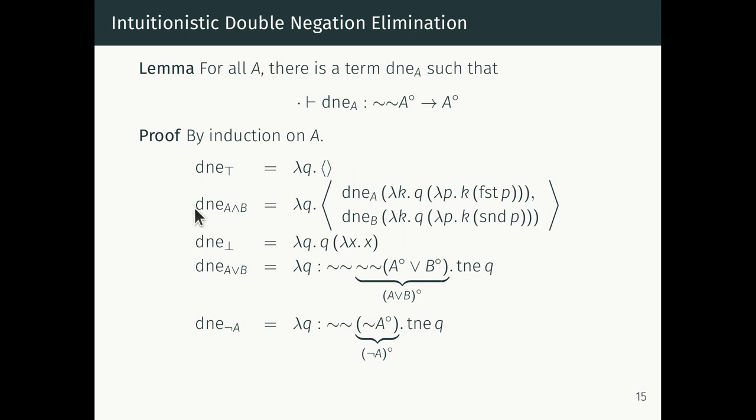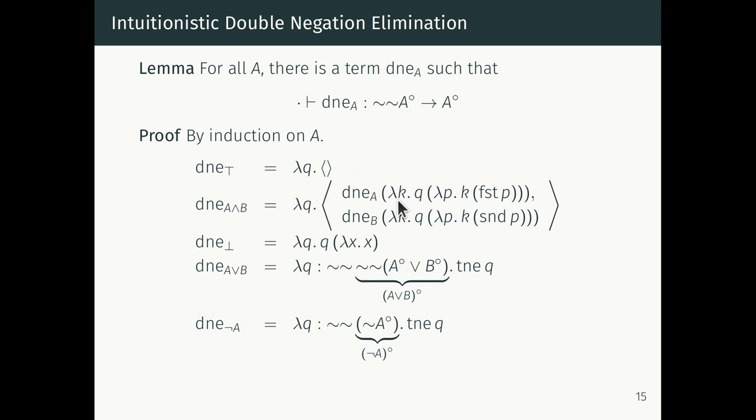The trickier one is conjunction. So here, what we've got is not not of the translation of A paired with the translation of B. And so we want to produce a pair of A translation, B translation. And to do this, what we're going to do is we're going to appeal to induction. We'll use double negation elimination on the smaller types A and B. And so if we do that, what we need to do is we need to show that not not of the translation of A paired with the translation of B lets us compute not not of the translation of A.